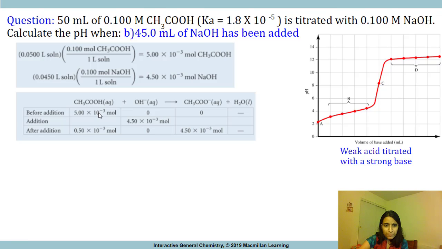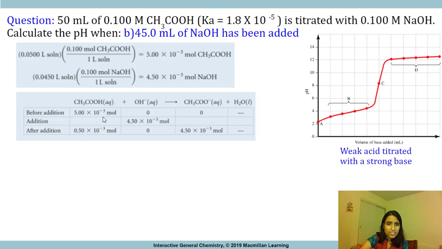So we know we have 5 times 10 to negative 3 moles of our acid. That's what we are beginning with. Initially, we don't have any base added, so everything is 0. Then we are adding 4.50 times 10 raised to negative 3 moles of our base. Now look at this number, 4.5 times 10 to negative 3, and 5 times 10 to negative 3. Now 4.5 times 10 to negative 3 is smaller. So what that means is the base is going to neutralize the acid, but it's not going to neutralize all of the acid. It would have done that if we had 5.00 times 10 raised to negative 3 moles, but we don't have that many moles.